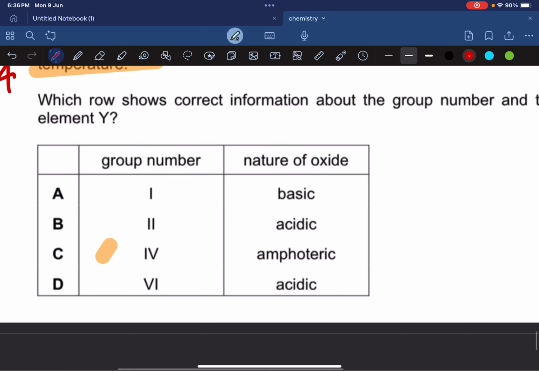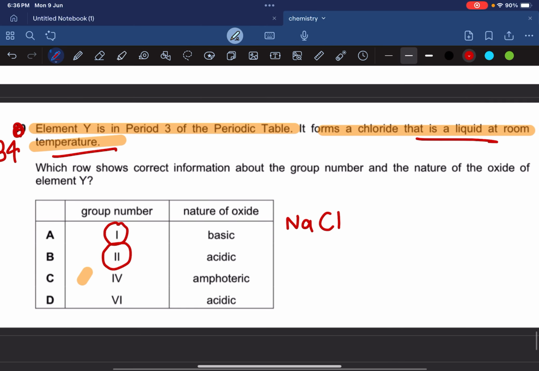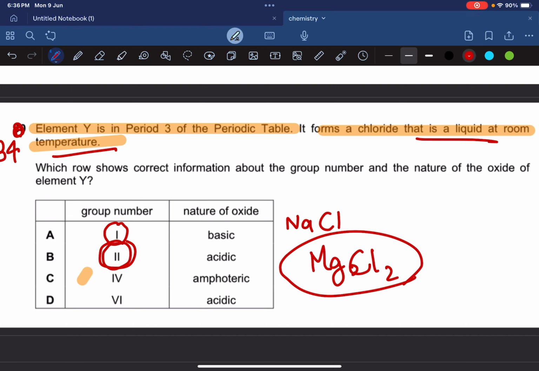If it is in group 1 or 2, say sodium, for instance. Can a sodium chloride be liquid at room temperature? And if I take group 2, for example, magnesium chloride, MgCl2, can it be a liquid at room temperature? Never. These are ionic compounds. The chlorides of group 1 and 2 are going to be ionic compounds. They're not going to be liquids, but solids at room temperature. So boom, boom, cross.